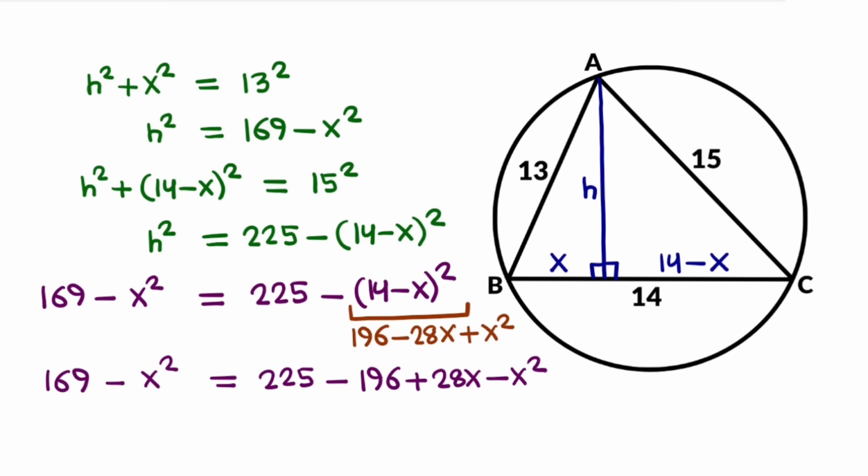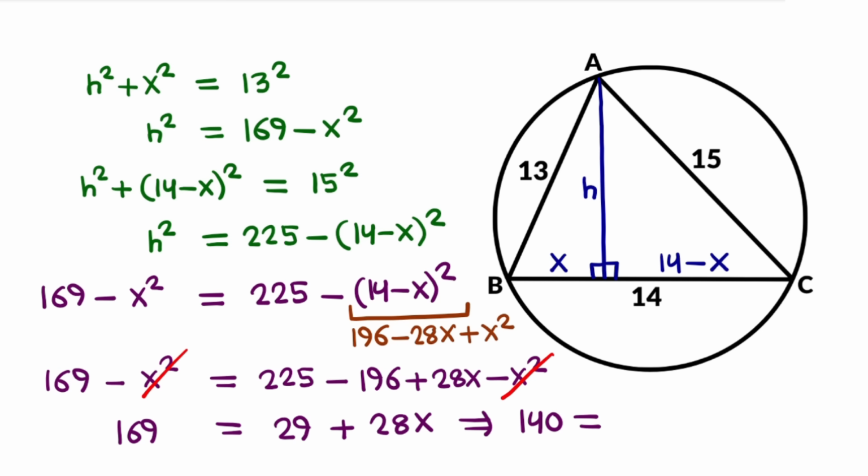Notice something beautiful. Negative x squared appears on both sides of the equation. Those terms cancel immediately. We're left with 169 equals 29 plus 28x. Subtract 29 from both sides. That gives 140 equals 28x. Now, divide both sides by 28, and we get x equals 5.